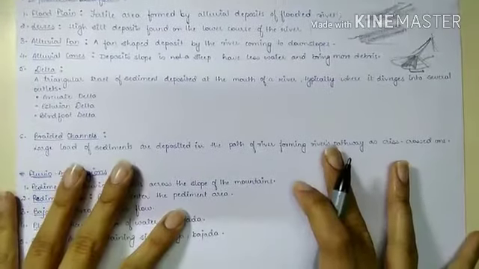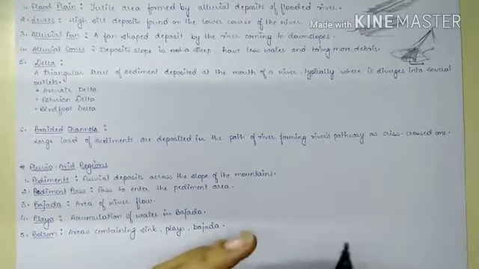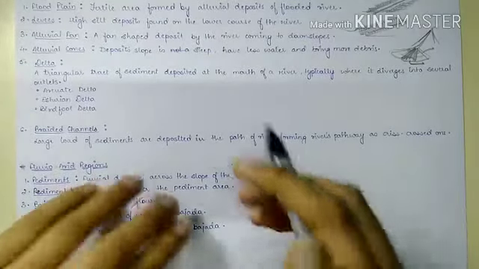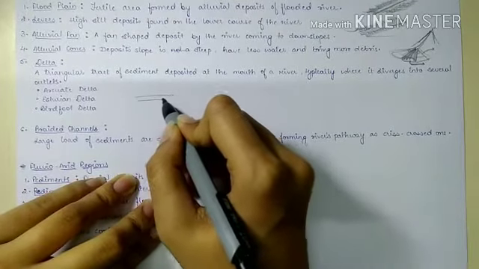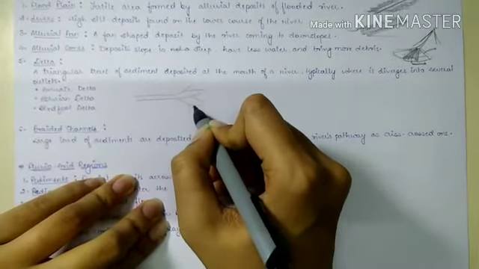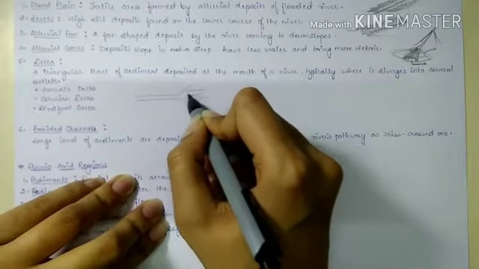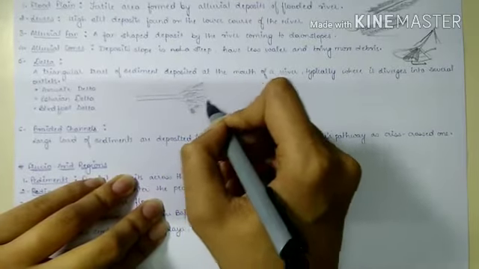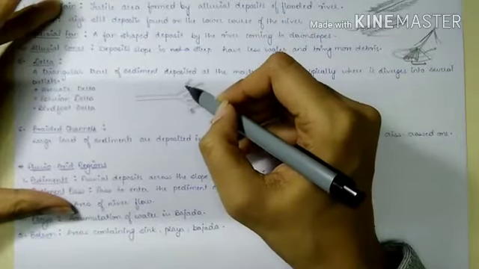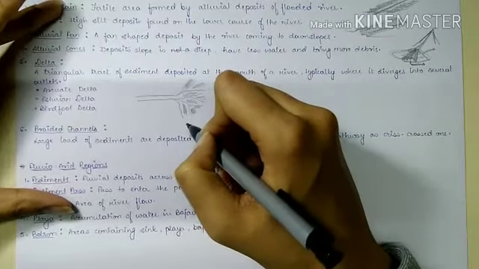Now we will look into another feature, that is the delta. Deltas are most important depositional landforms. They are triangular tracts of sediments deposited at the mouth of a river, typically when it diverges into several outlets. So before falling into the mainstream, the river divides into various distributaries. Here the silts or sediments are deposited, and this area where the sediments are deposited is known as a delta. The large delta, for example the Brahmaputra delta, is known as an arcuate delta.